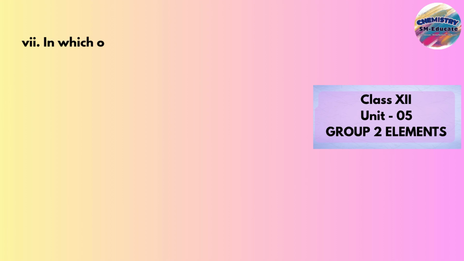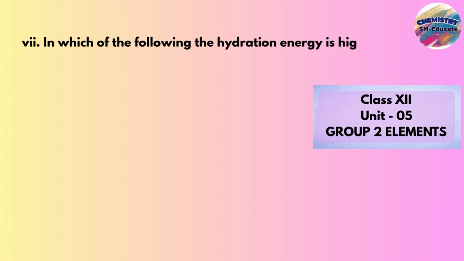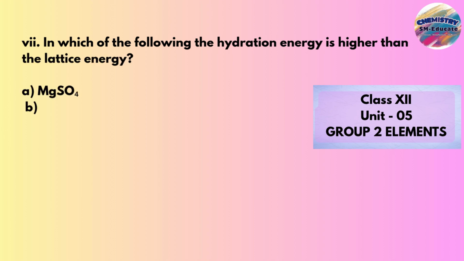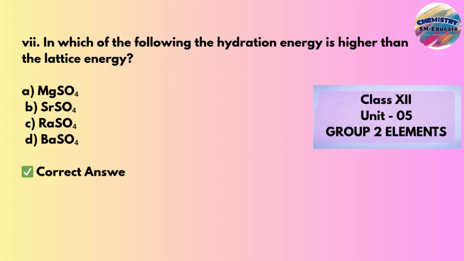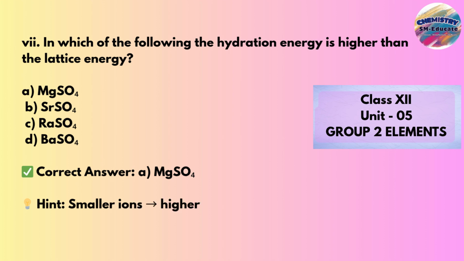Part 7. In which of the following is the hydration energy higher than the lattice energy? A. MgSO4. B. SrSO4. C. RaSO4. D. BaSO4. Correct answer: A. MgSO4. Hint: Smaller ions have higher hydration energy, so they are more soluble.